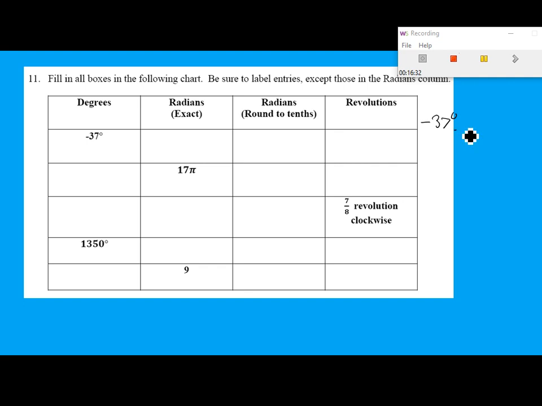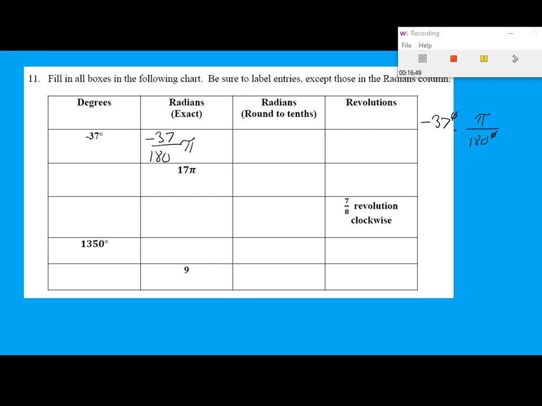I'm going to multiply by pi over 180. That way my degrees cancel out. 37 over 180 does not simplify. So exact radians is negative 37 over 180 pi.